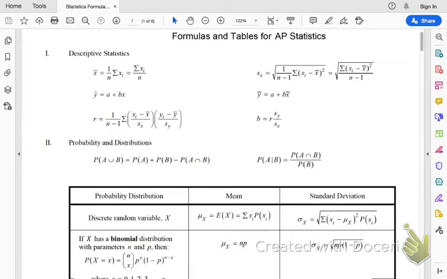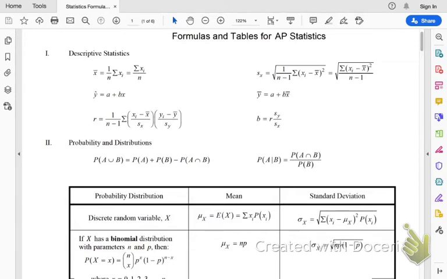I want you to put the formula chart at the front of your binder. And you really only need the first 2 pages because we don't use the tables for normal and T distributions. We use our calculator for it. So a lot of these formulas you already have on the review pages that I've printed out for you, but this might be a quicker way to access them.